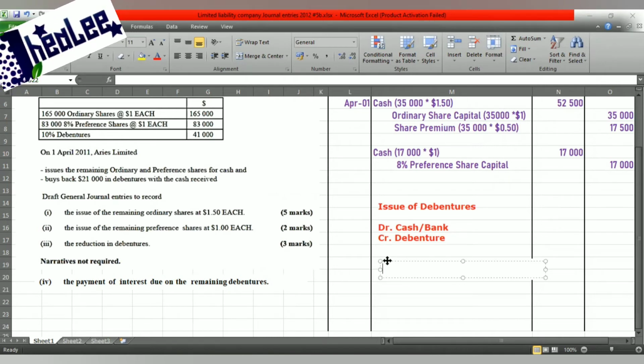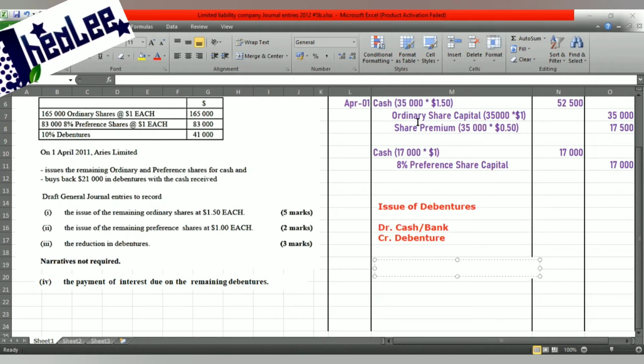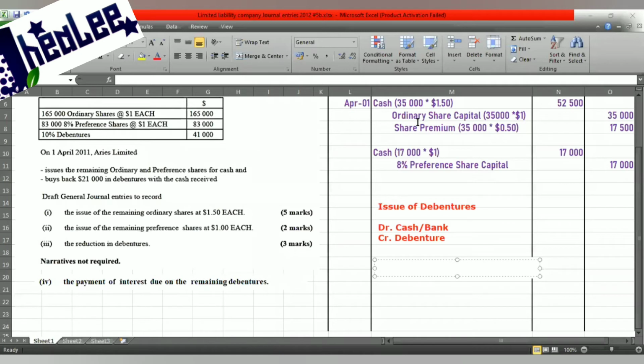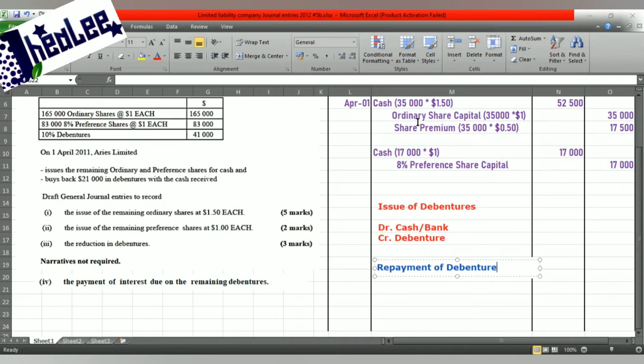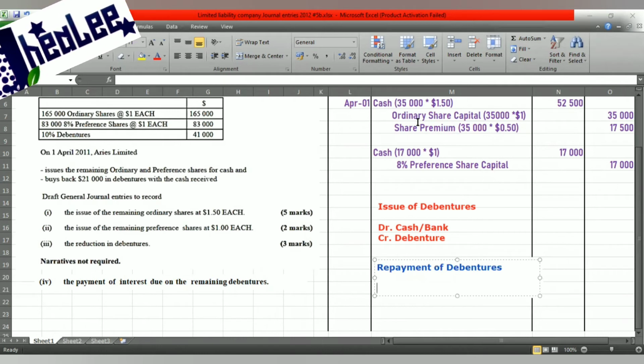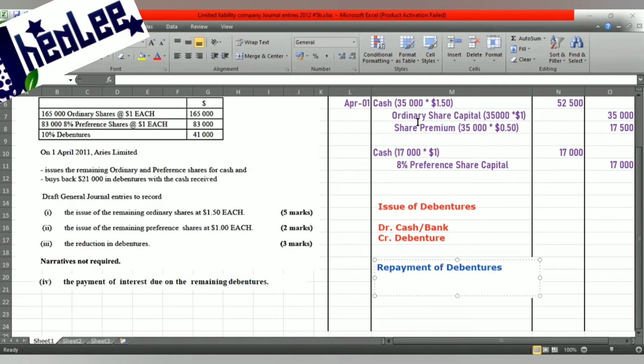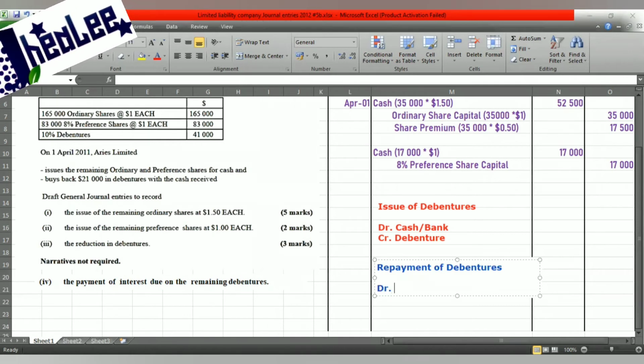Okay, now we're going to look at when there is a reduction, meaning that you are repaying the liability. So we're looking at the repayment of debentures, meaning the repayment of the loan. Or the question can state the redemption of debentures. Redemption of debentures is basically the reduction in the debenture. What are you doing? Debenture is a liability. So when the liability is decreased, you are to debit. So what we're going to debit is the debentures.